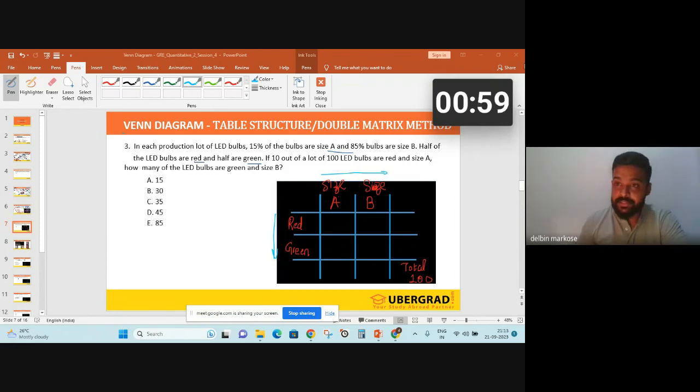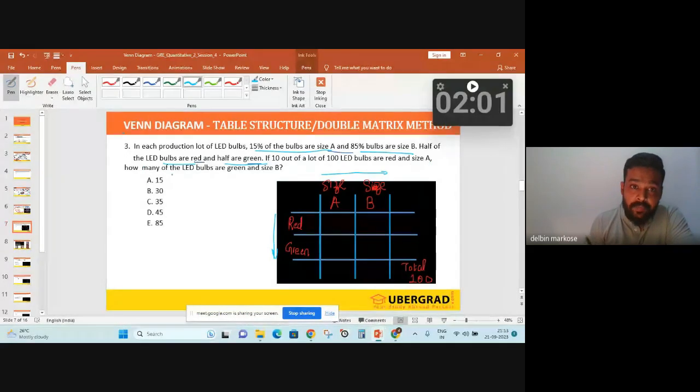Okay, let's try to discuss this question carefully. First, let's read the entire question. In each production lot of LED bulbs, 15% of the bulbs are size A and 85% of the bulbs are size B. Half of the LED bulbs are red and half of them are green. If 10 out of 100 LED bulbs are red and size A, how many of the LED bulbs are green and size B? Okay, let me write.